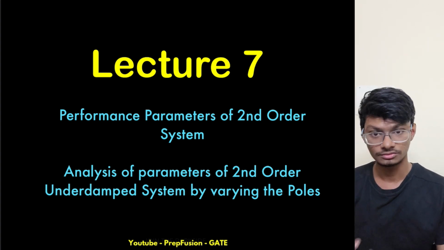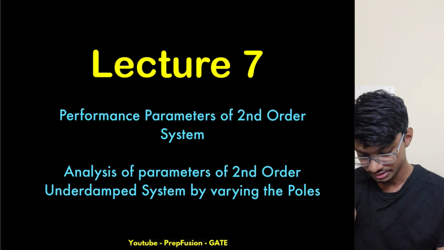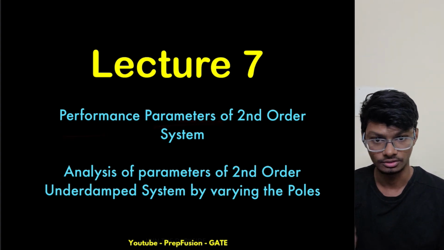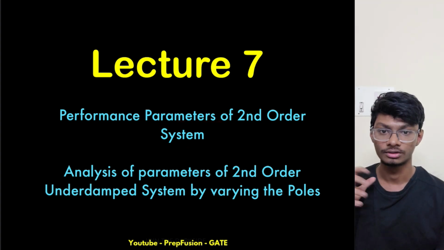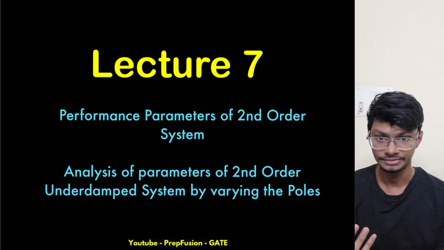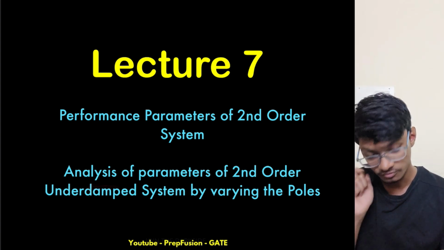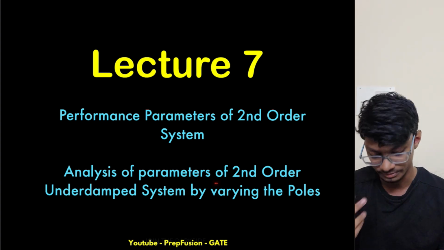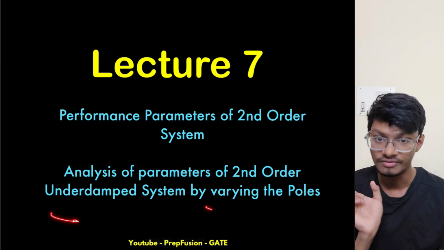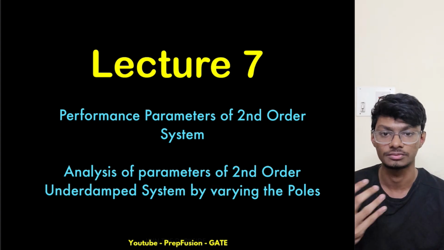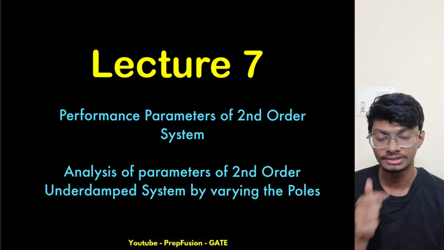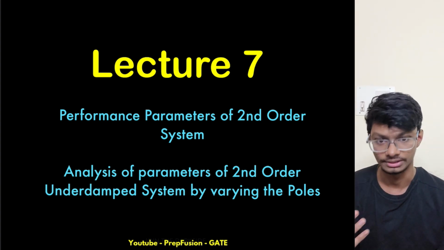So in this lecture, firstly we'll study the performance parameters of second order systems. Then after that I will give you a few assignment questions, and if time permits we'll also study the analysis of those parameters of the second order underdamped system itself, by varying the location of the poles, and see how the parameters vary. Okay, so we'll see that.